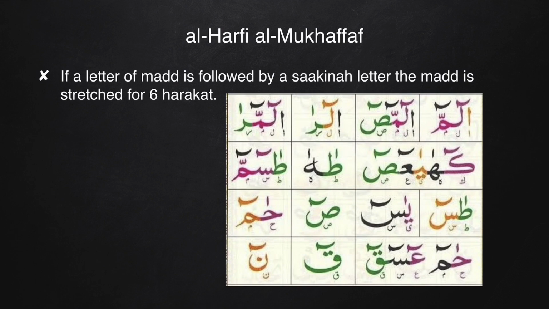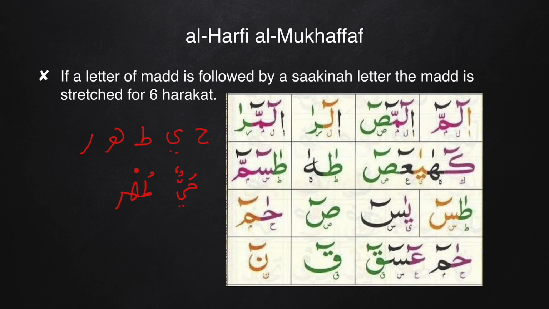So if a letter of mad is followed by a sakina letter within the huruf muqatta'at, then the mad is stretched for 6 harakat. So this applies to all of the letters in the huruf muqatta'at except for ha, ya, ta, ha, and ra, or hayyun, tahr, which is an easier way to remember them. Hayyun, tahr. This is an easier way to remember ha, ya, ta, ha, ra.